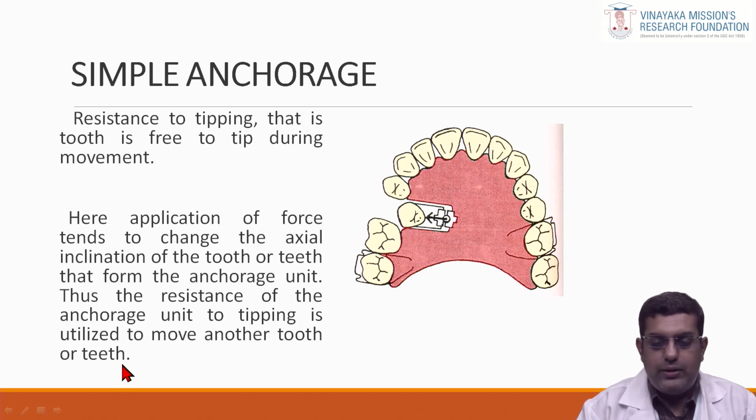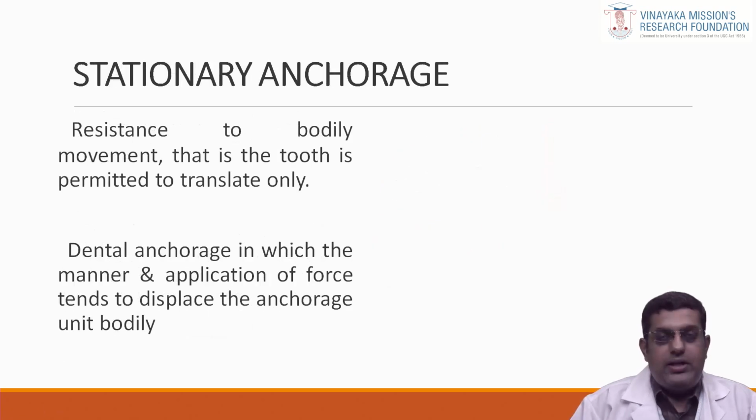In this picture, you can see there is an expansion screw that is placed in order to effect the buccal movement of a second premolar. The anchorage source is taken from the rest of the teeth in the same arch, and this premolar is free to tip.